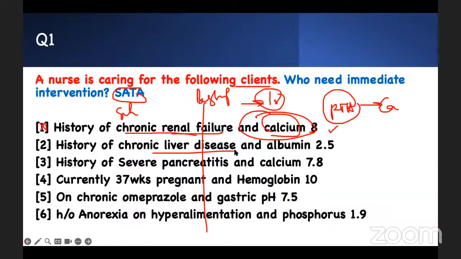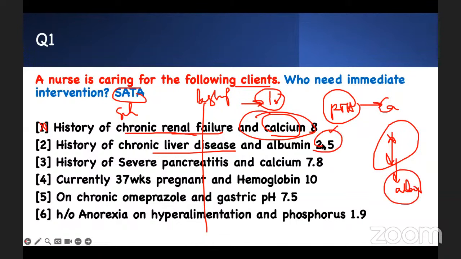History of chronic liver disease. Your liver is chronic, that means it cannot function the way it's supposed to. Think about what the liver does and look at the lab value you expect. The liver is responsible for making most of your albumin, so I don't expect the albumin to be normal. 2.5 is where they will live. That's okay for them. The liver is not working, so the albumin is not going to be normal. That's why they have ascites, and that's why we give them albumin. It's bad, it's not normal, but for them, that's where they live. The liver cannot make more protein.